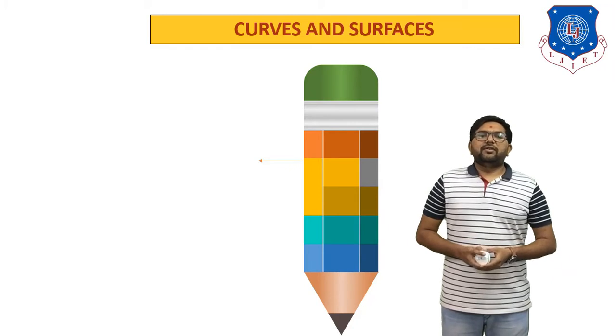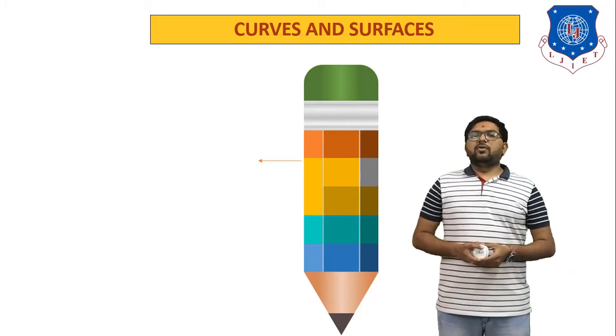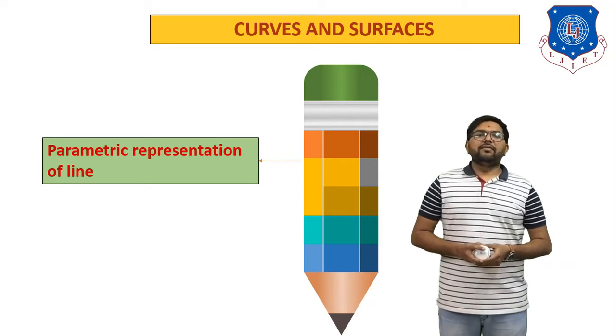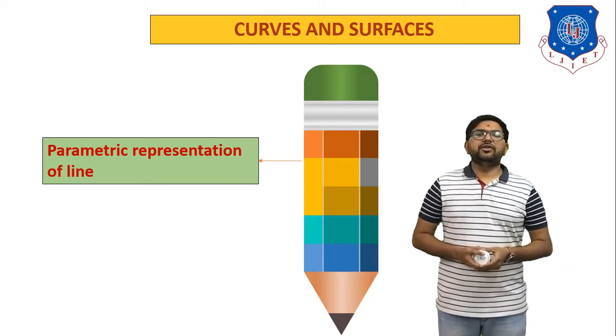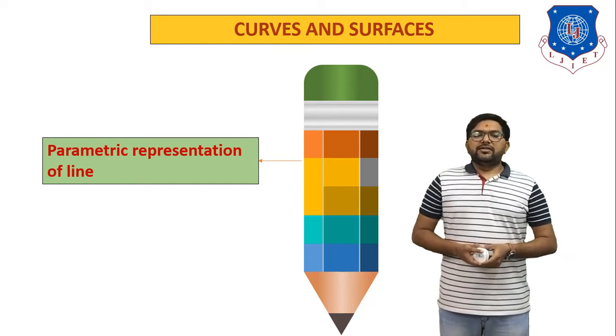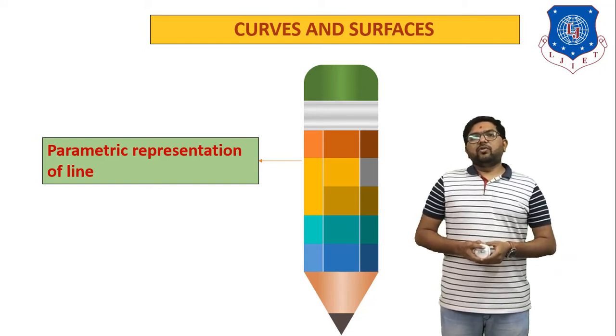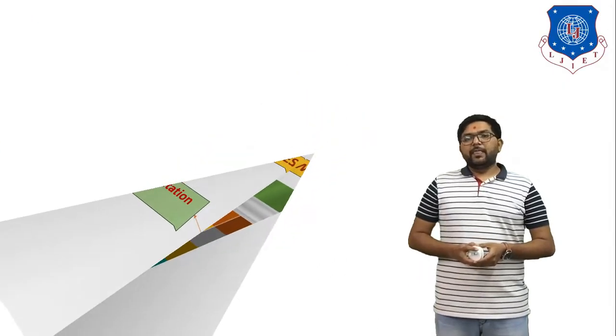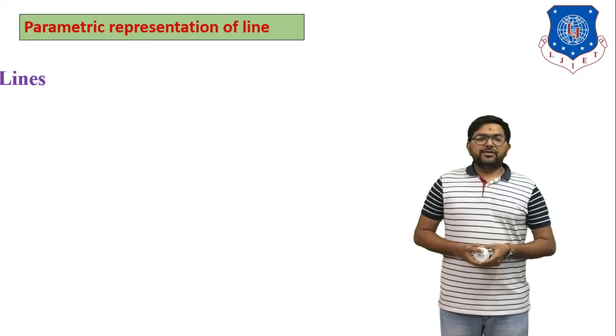So in the last session we started a new chapter, that is curves and surfaces, and we discussed two theories: first, curves representation, and second, classification of curves. In today's session we have to discuss one more theory, that is parametric representation of a line. So what is the parametric representation of a line?